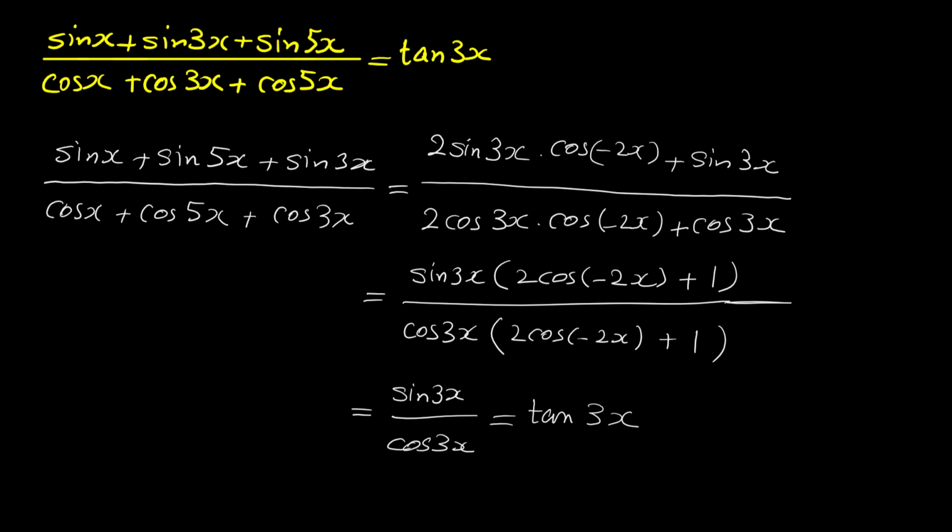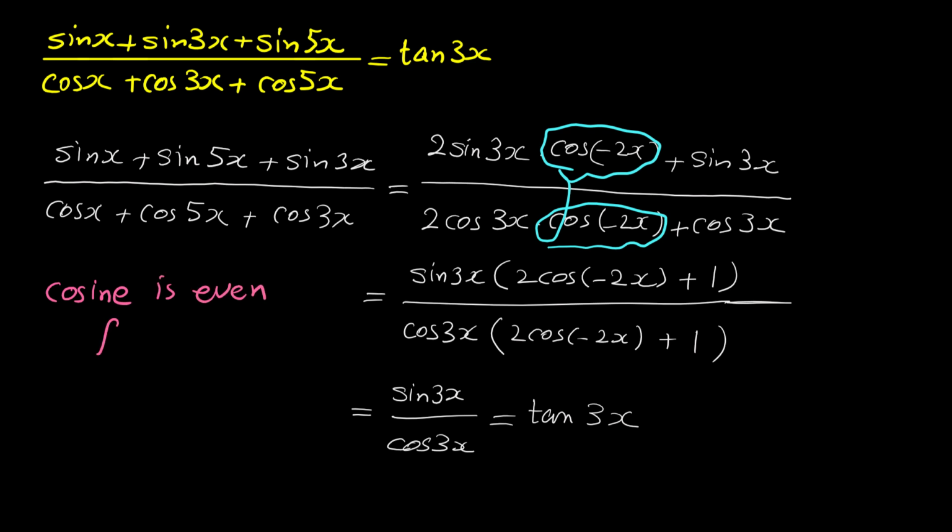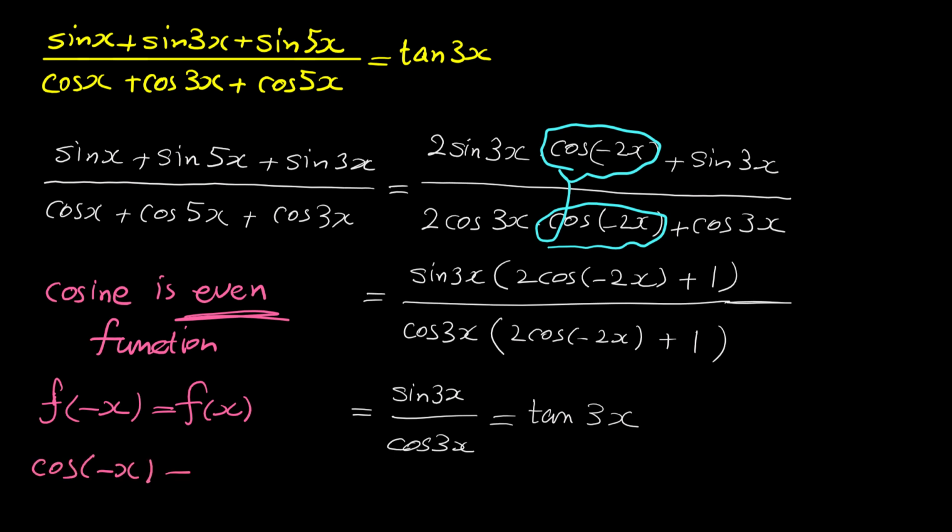Before I finish this video, let me tell you something about cosine of negative 2x. Cosine is an even function. But what does this mean? When a function is even, it means that for that function, negative x is the same as x. Because cosine is even, this means that cosine of negative x is the same as cosine of x, or cosine of negative 2x is equal to cosine of 2x.